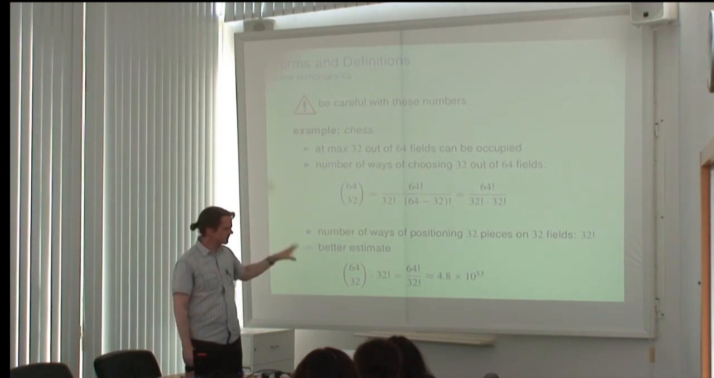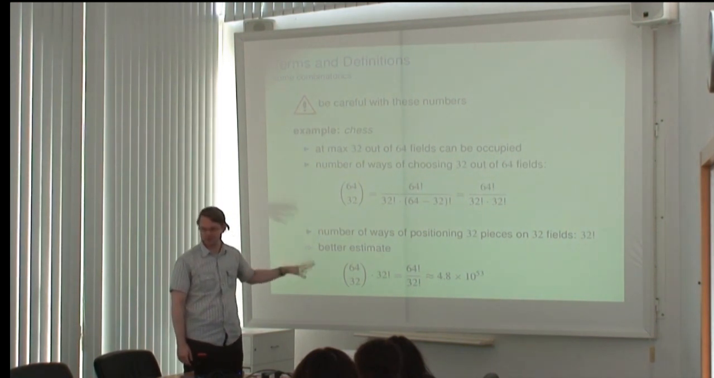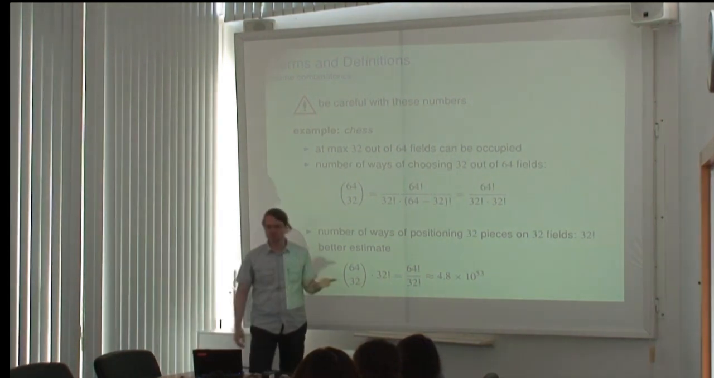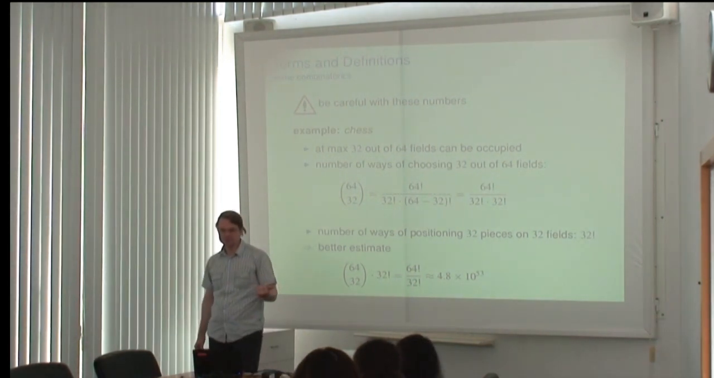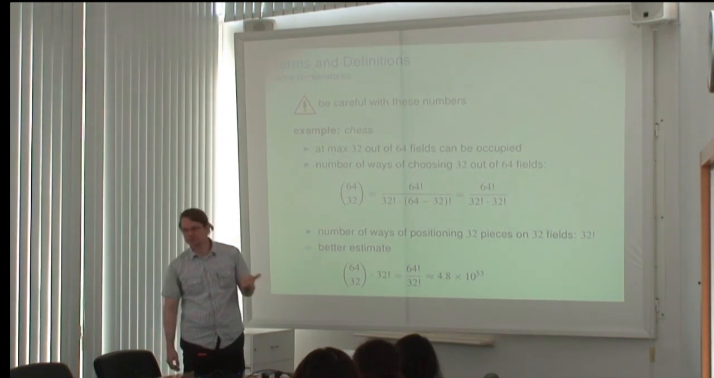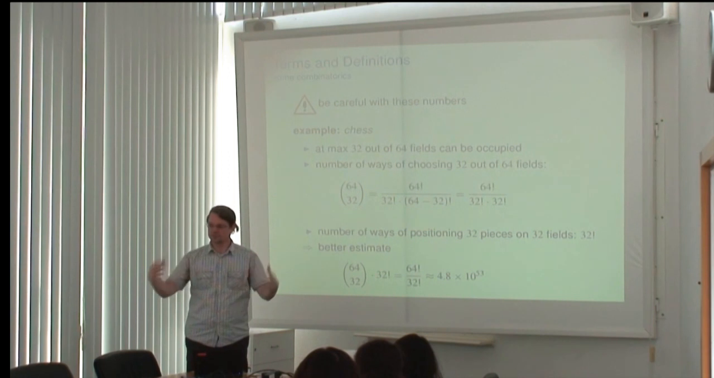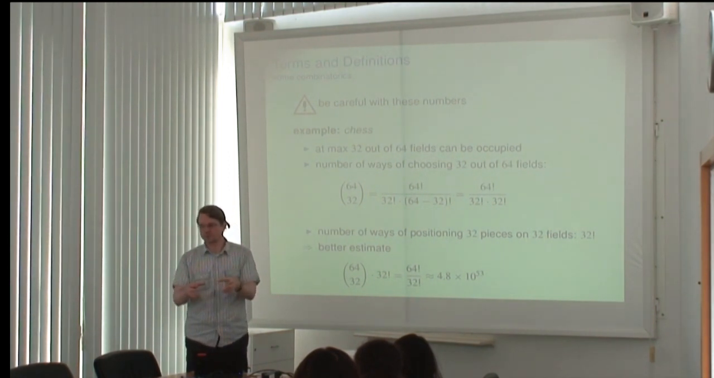And still, this is a very rough estimate. Right? Because what we didn't do is think about situations where there are less than 32 pieces on the board. Not in every possible state throughout the game of chess will there be 32 pieces on the board. Might be considerably fewer.